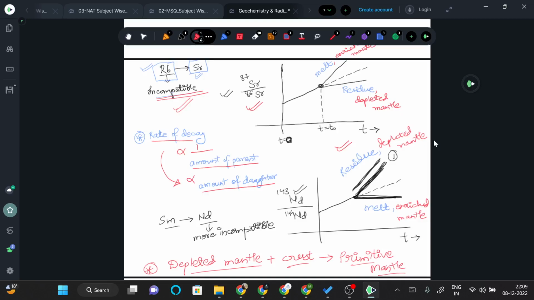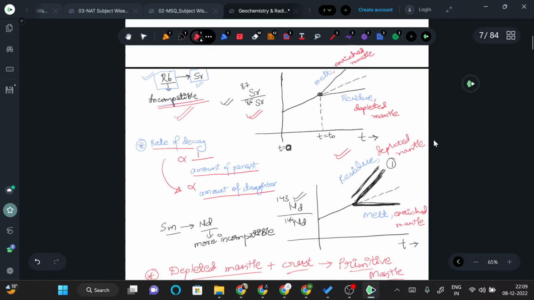So incompatible elements contribute more in the melt rather than the residue, because the residue is the solid left-over part. Since it is incompatible, it won't easily fit in; it will remain in the melt itself. So this is the basic idea. I hope this is clear up to here.